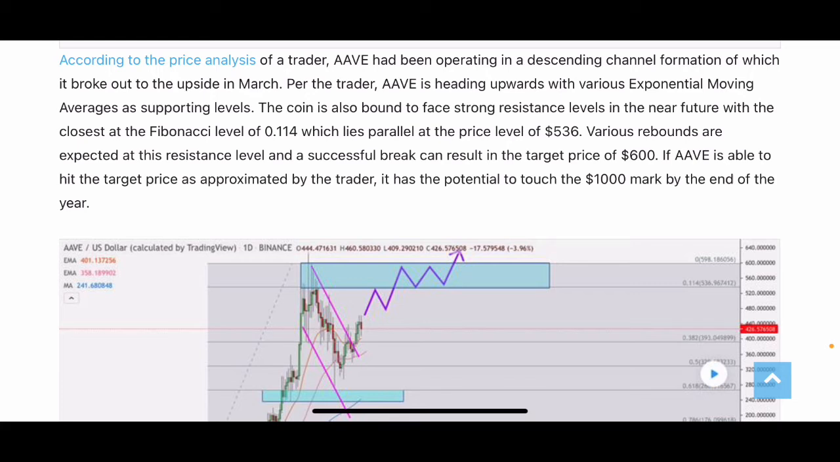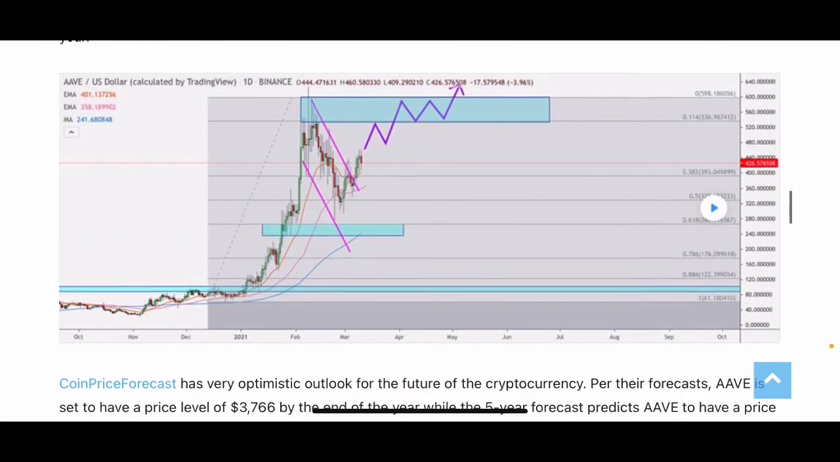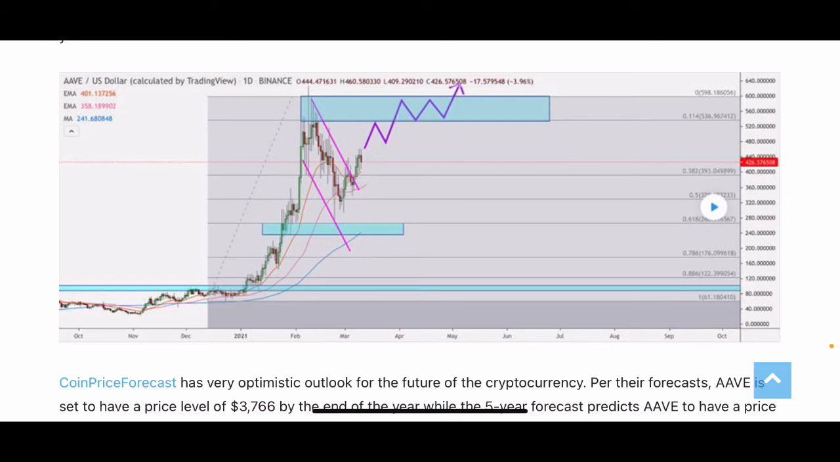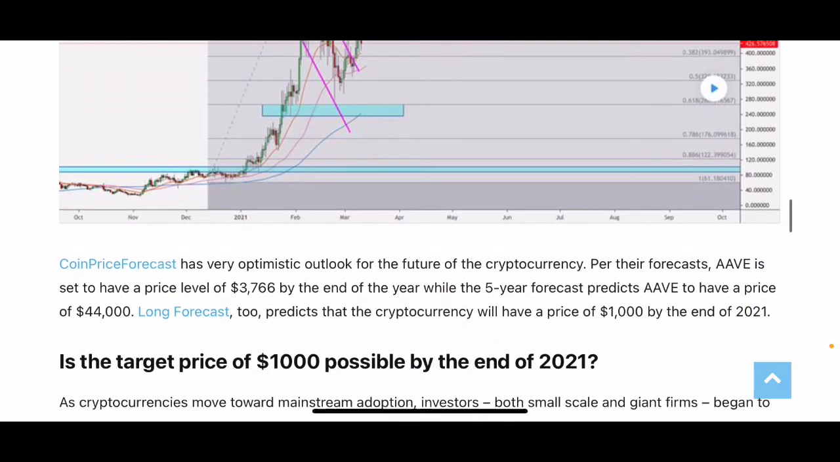If AAVE is able to hit the target price approximated by the trader, it has the potential to touch the 1,000 mark by the end of the year. Now, just before we continue on with the article, when we jump into my chart, I talk about that 600 level, and how we get there, and the certain more recent levels that used to be support. They are now resistance, and we must conquer them, right?